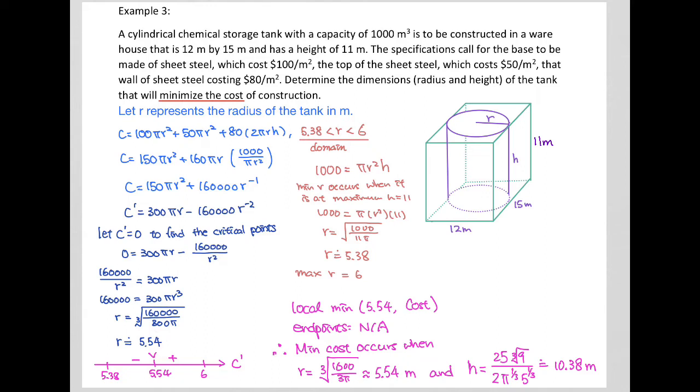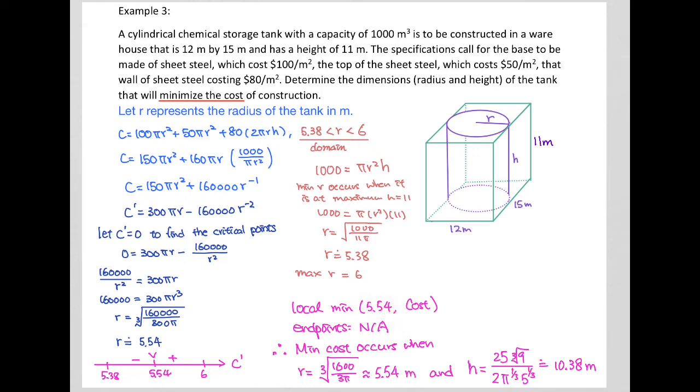This will result in a local minimum at radius 5.54. And we have to check with our endpoints because there's no equal sign on the inequality sign of the domain. That means the endpoints are not being included. Therefore, R equals 5.54 will be our answer.